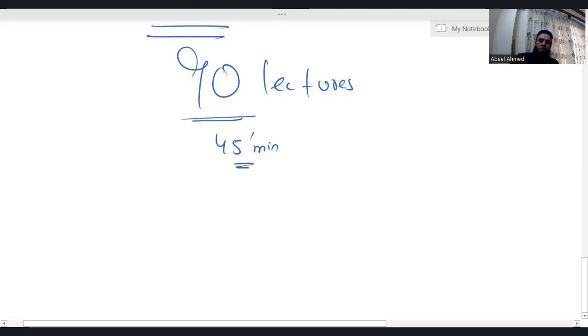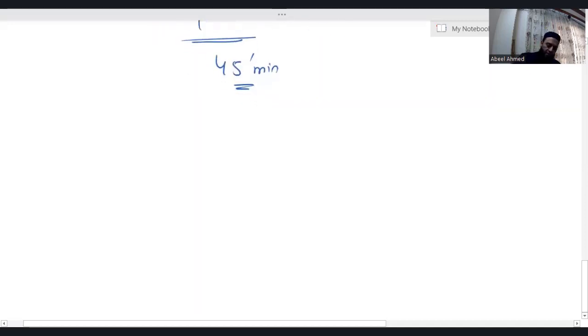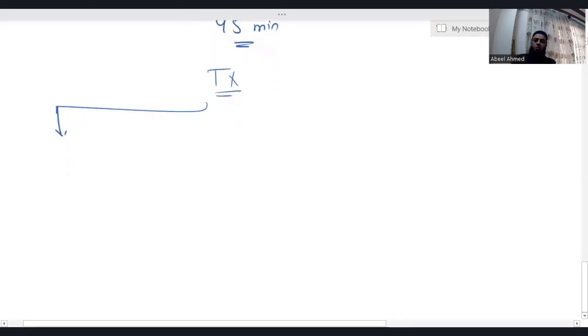Now, let's go towards the syllabus. I divide the entire taxation syllabus into six big categories, six heads. I'm going to tell you the entire syllabus in the sequence in which we will be studying it, inshallah. Number one is individuals.